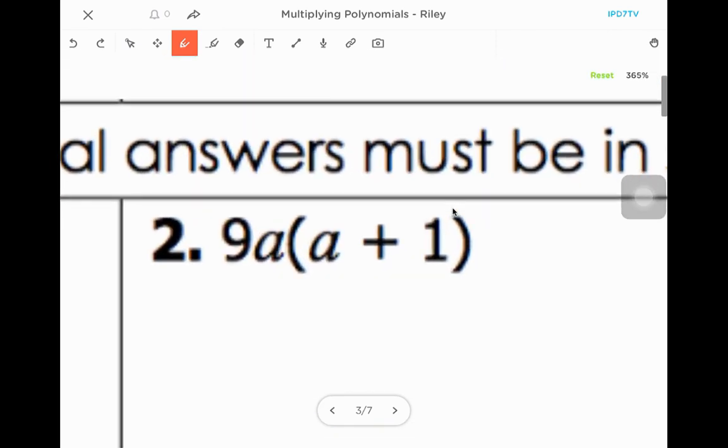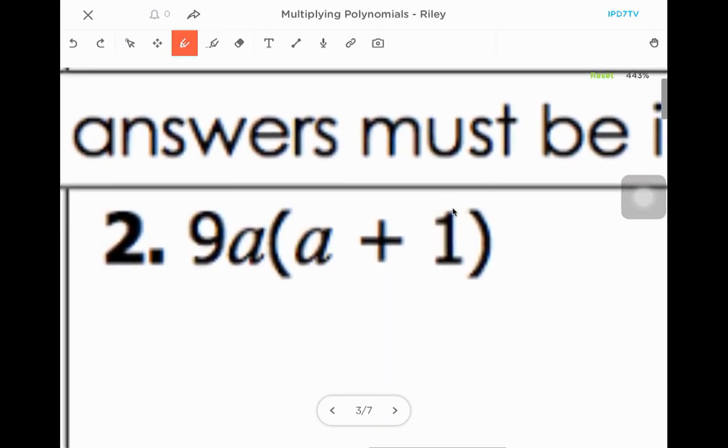All right, so let's try this. So we're multiplying it. So 9 times, well, I don't see another number there, so it's going to stay 9. But remember, I got one A and another A. Remember, I can pretend there's a little one here and a little one here. So I can add my exponents. 1 plus 1 is 2. So I have A squared.